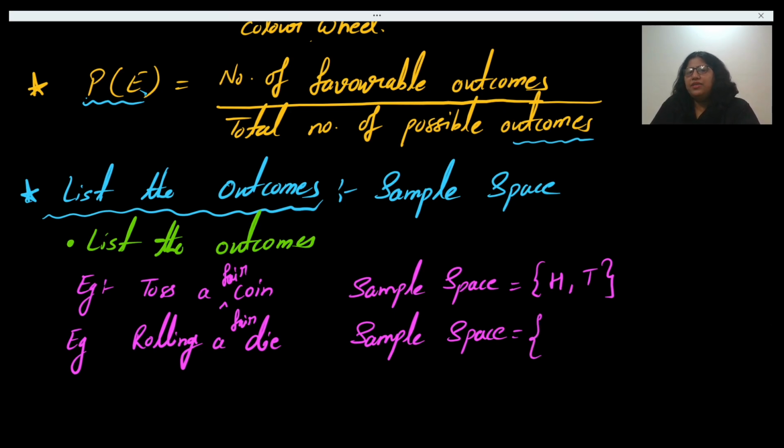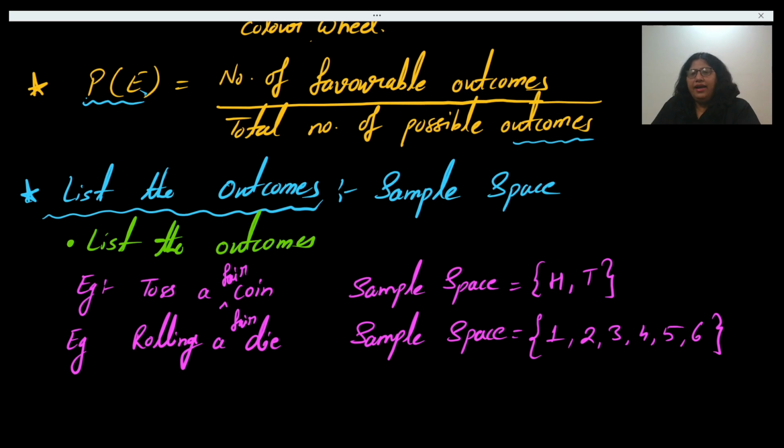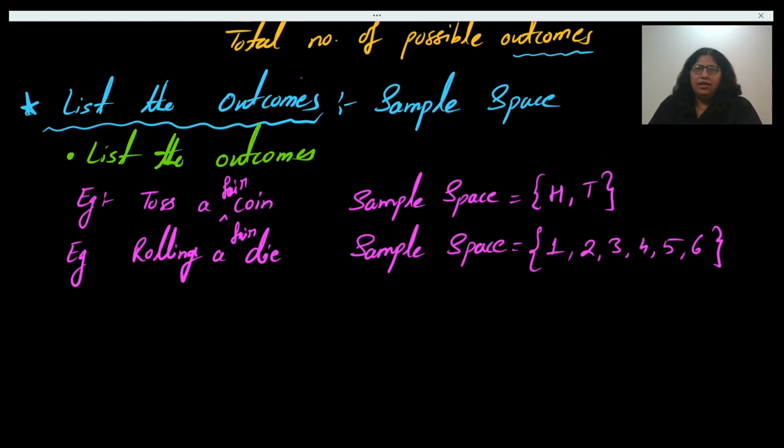So, what is the sample space? Whenever I roll a die, I can get either 1, 2, 3, 4, 5, or 6. These are the possible outcomes whenever you are rolling a die. This is easy because whenever the possible outcomes can be written in a line, you can use the sample space and write it in curly brackets.